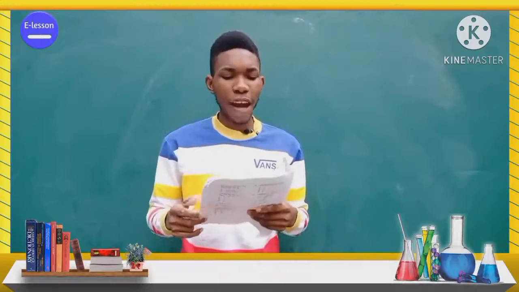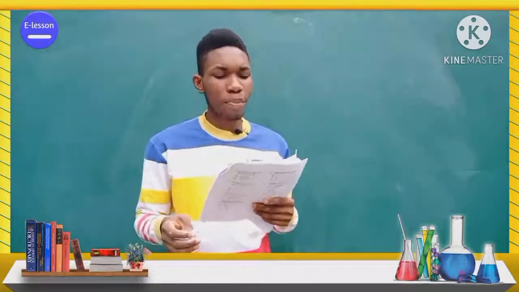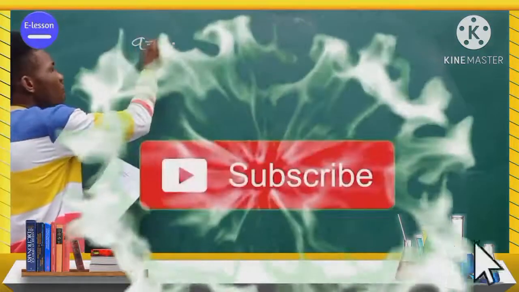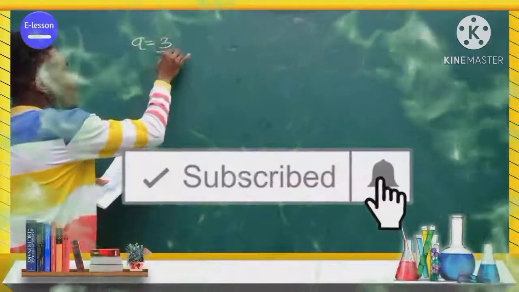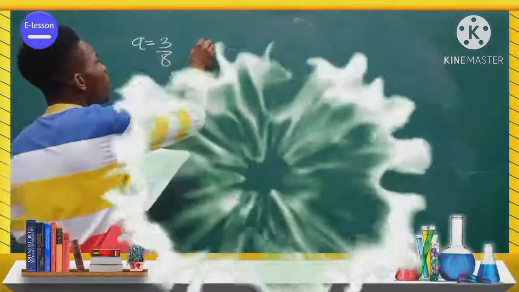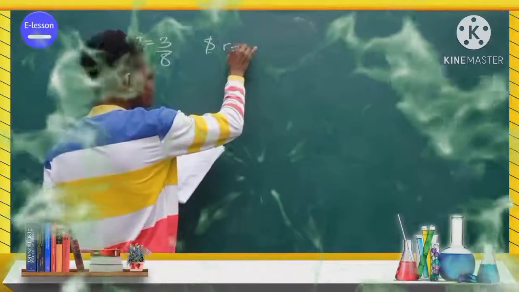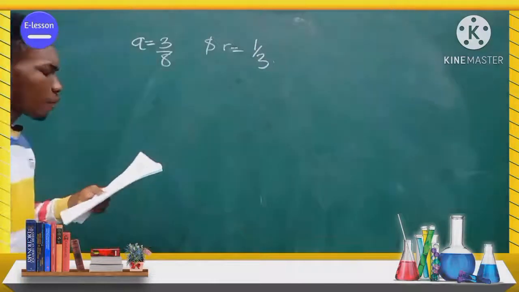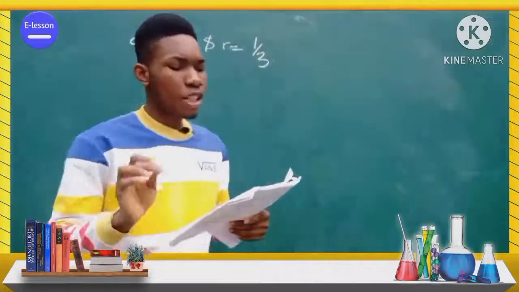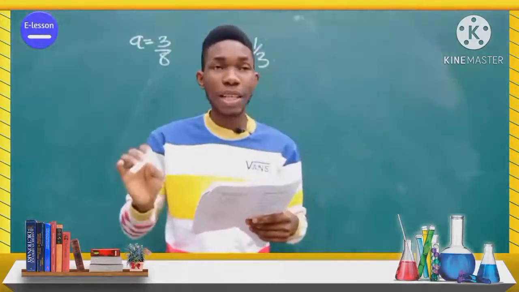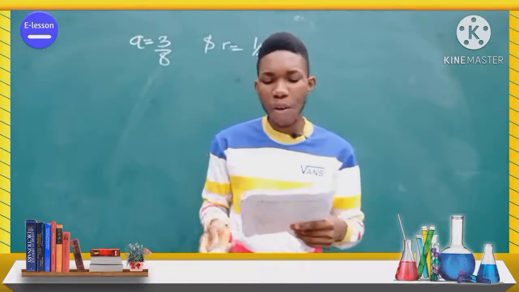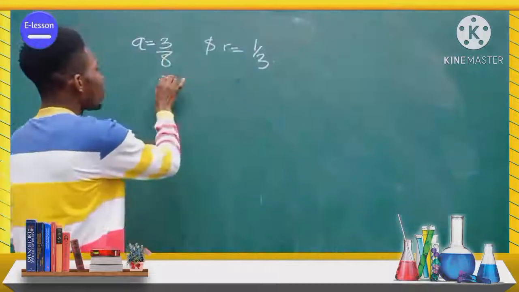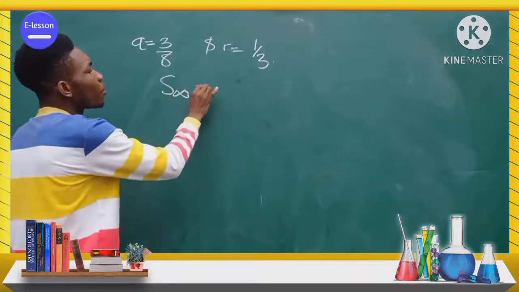The question says: find the sum to infinity of a geometric progression whose first term is 3/8 and the common ratio r is 1/3. Now you are given the options. Find the sum to infinity of a geometric progression whose first term is 3/8 and the common ratio is 1/3.